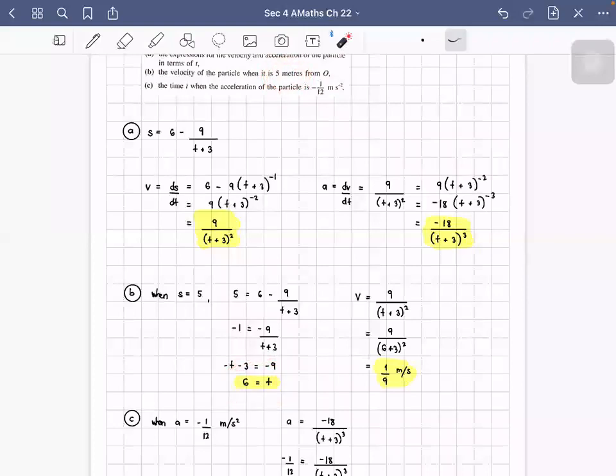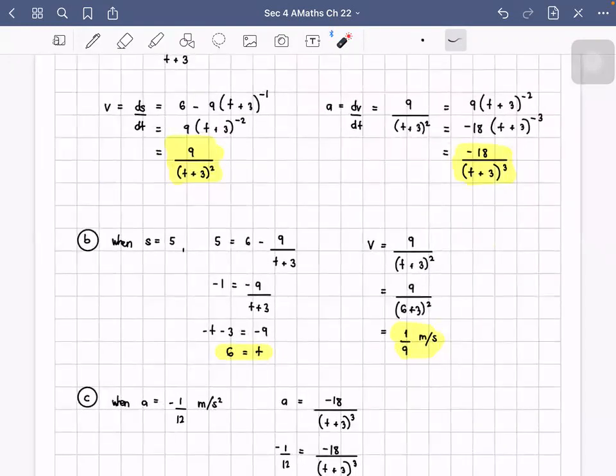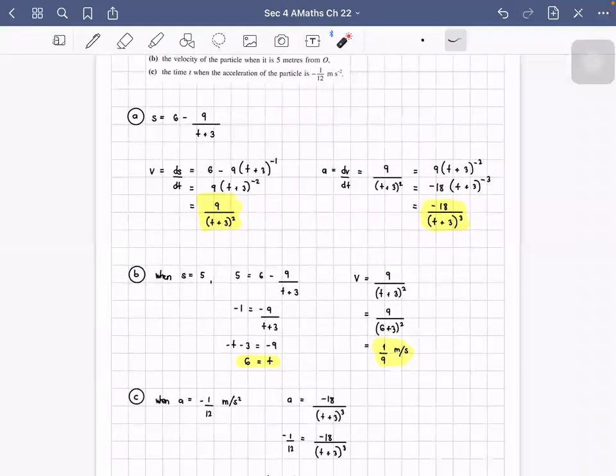Okay, so for that, I can now solve for the velocity. So the velocity here is from letter A. Basically just plug in 6 seconds, and then you will get your answer as 1 over 9 meter per second. And yes, you can answer in decimal as well. Okay, so that is the velocity of the particle that is 5 meters away from O, or the origin.